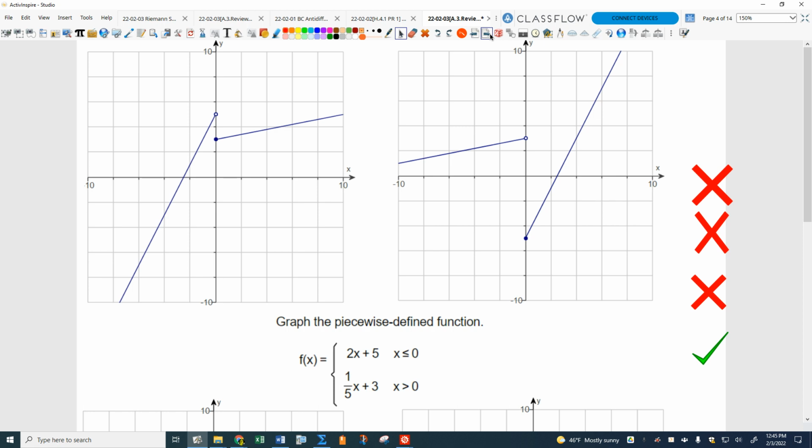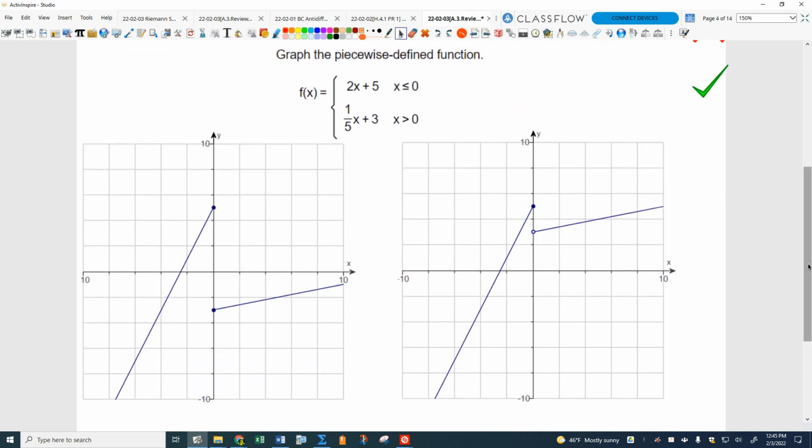How about graphing a piecewise function? So here we've got a 2-piece piecewise function. Let's graph the top piece in red and the bottom piece in blue, how about? Okay? So the top one, we're graphing the line y equals 2x plus 5 whenever x is less than or equal to 0. Bottom one, we're graphing the line 1/5 x plus 3 whenever x is greater than 0.